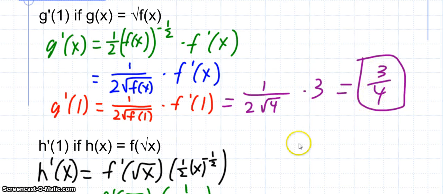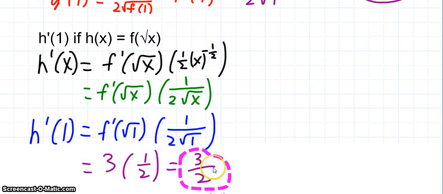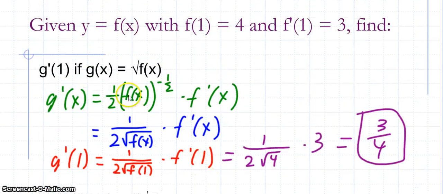Alright, for g prime of 1 we should get 3/4, and for h prime of 1 we should get 3/2. But how do we get that? Okay, so if g of x is the square root of f of x, then I have the chain rule where the outside function is the square root function and the inside function is this f of x function. I don't know what f of x is, but that's okay. That doesn't mean I can't find the derivative of it. The derivative is just f prime of x.